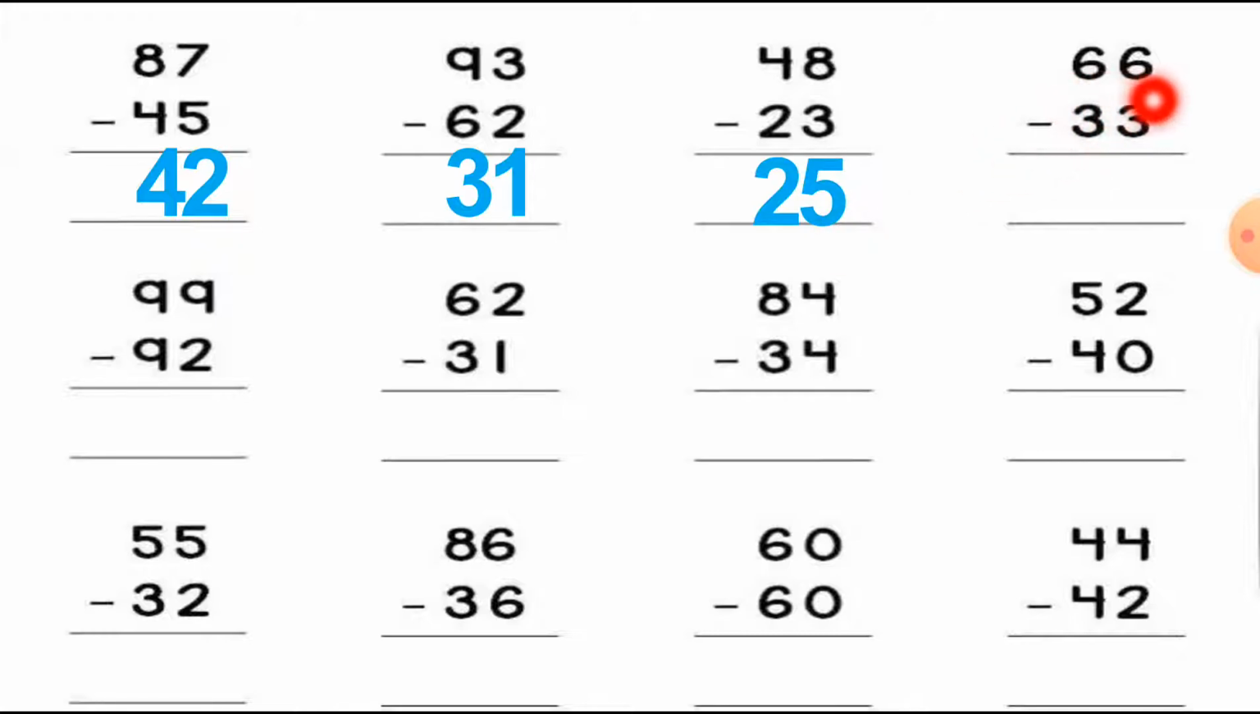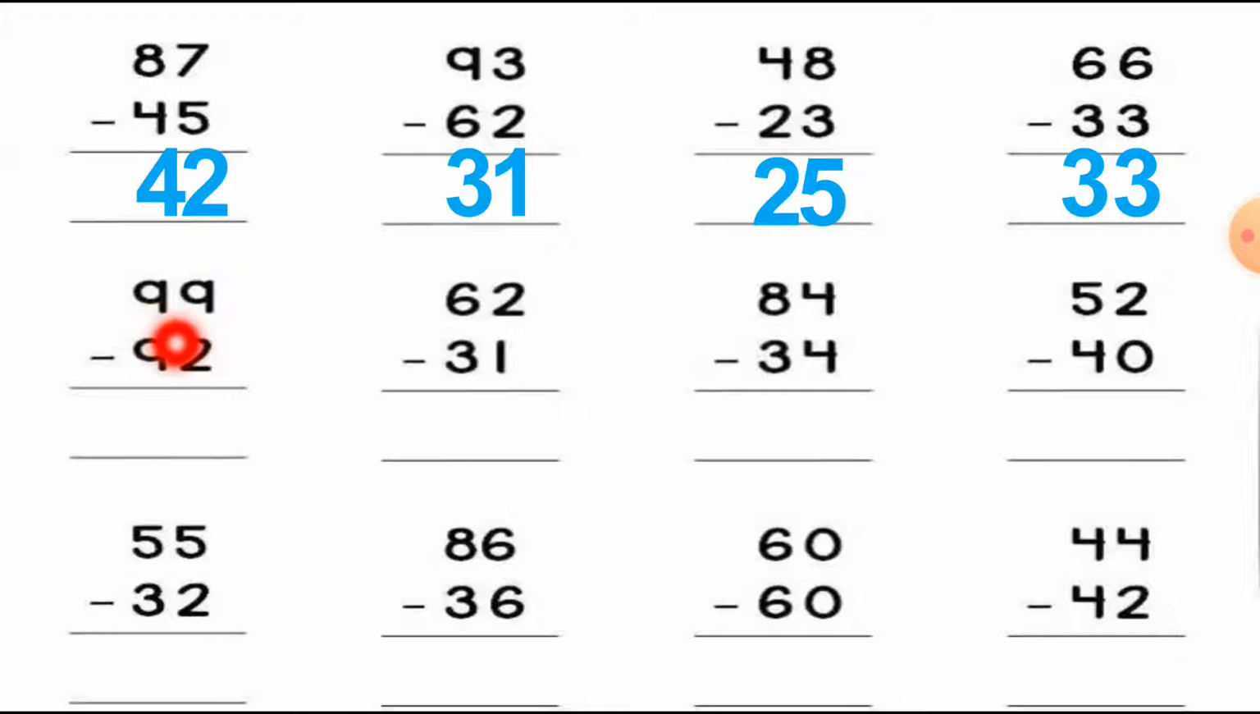Next one, 66 minus 33. In this, the ones column is 6 minus 3. So 6 is a big number and 3 is a small number. So 6 minus 3 is equal to 3. Now the tens column, 6 minus 3 again. 6 is also a big number and 3 is a small number. So 6 minus 3 is equal to 3. So the answer is 33.